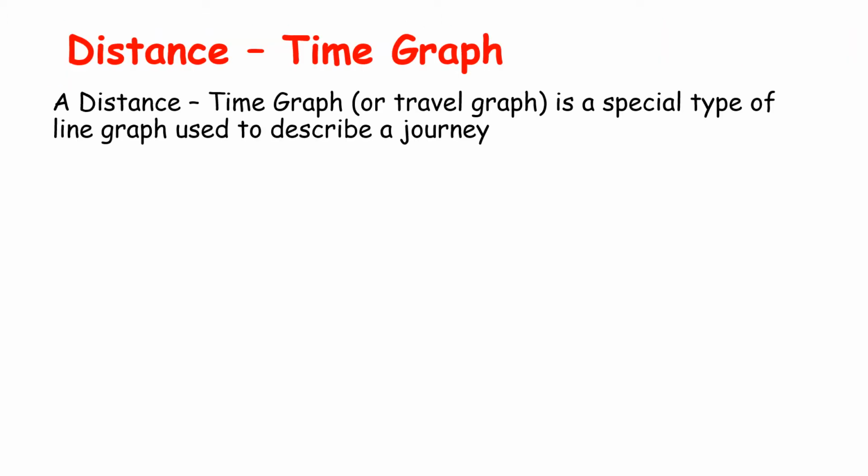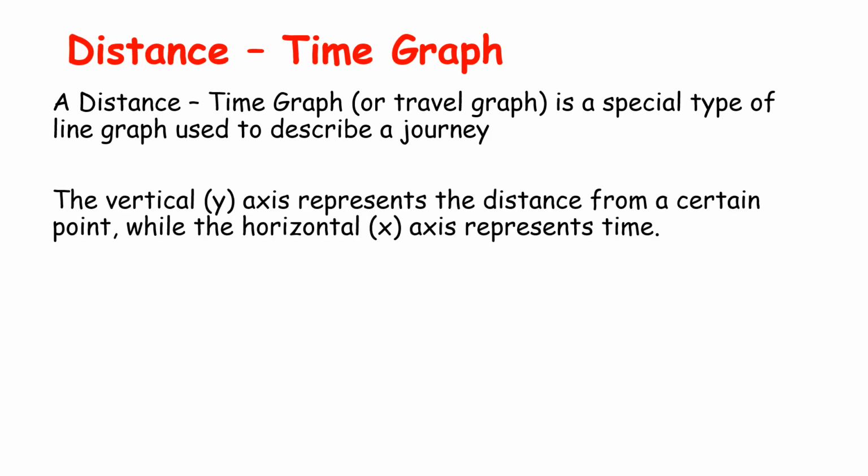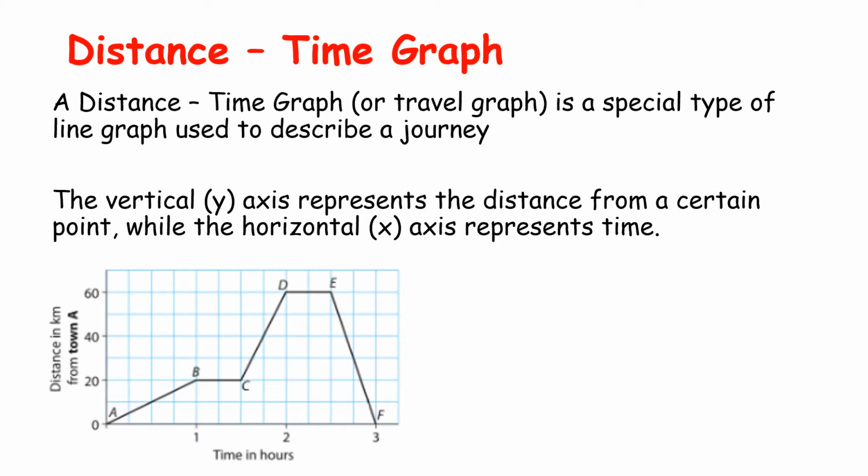So a distance time graph, or known as a travel graph, is a special type of line graph used to describe a journey. The vertical, or the y-axis, represents the distance from a certain point, while the horizontal, or the x-axis, represents time. So here is an example. We can see that the time here is given in hours and the distance here is in kilometers. So it's showing us a return journey.